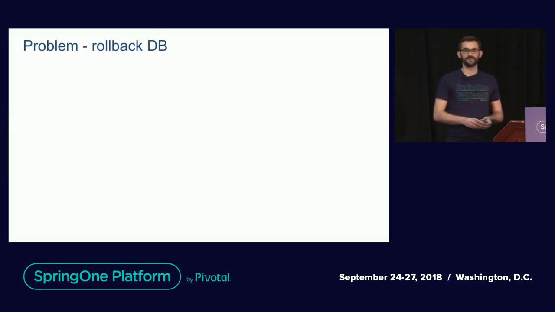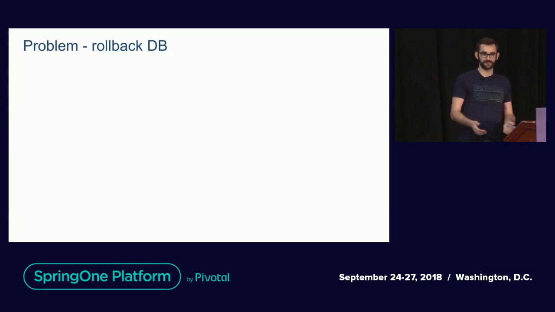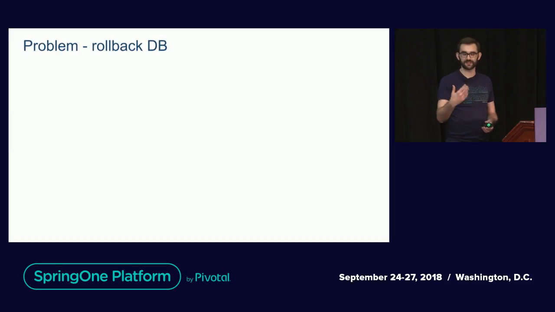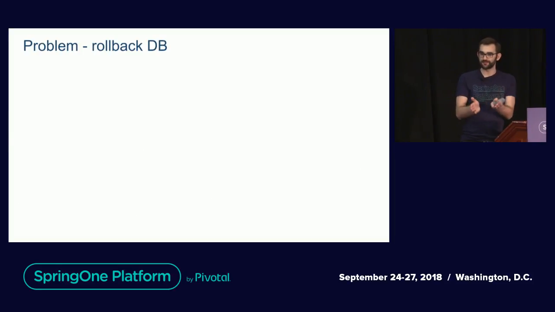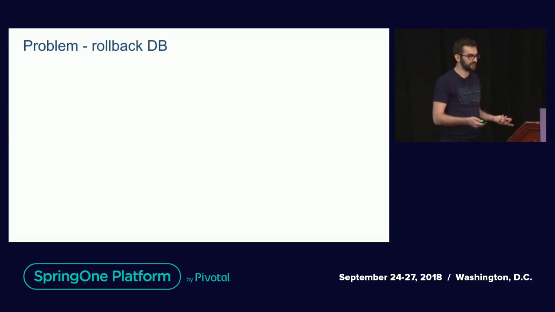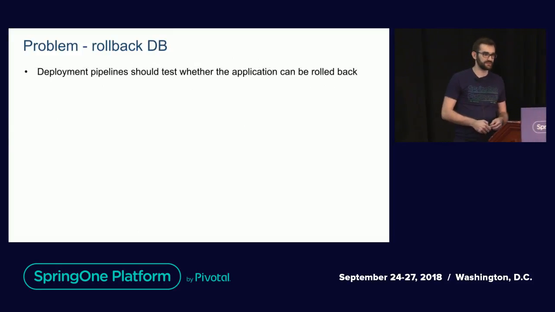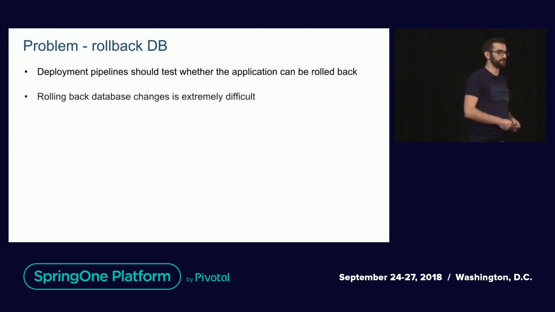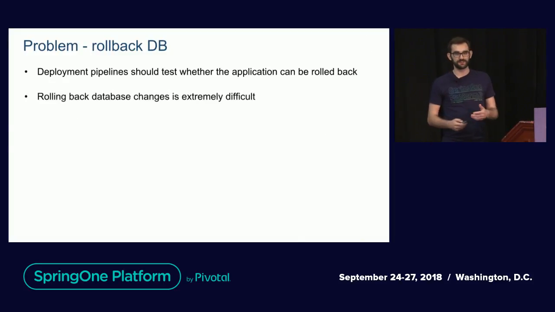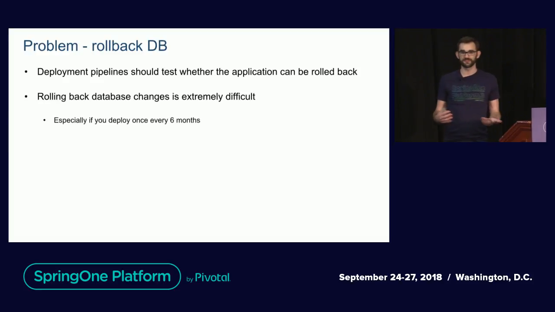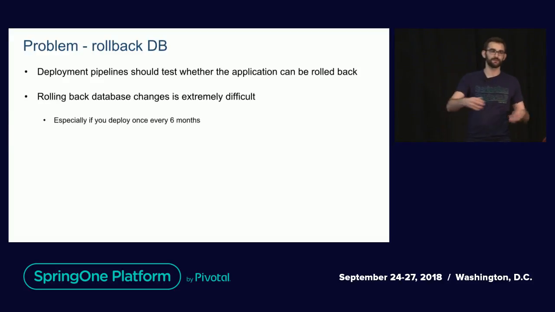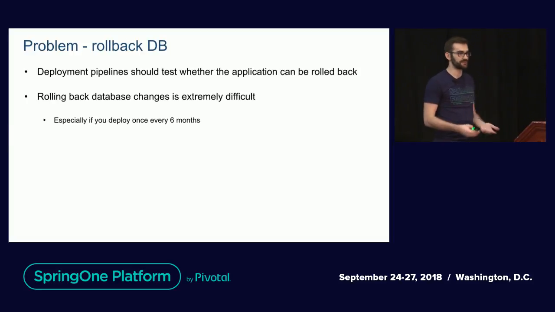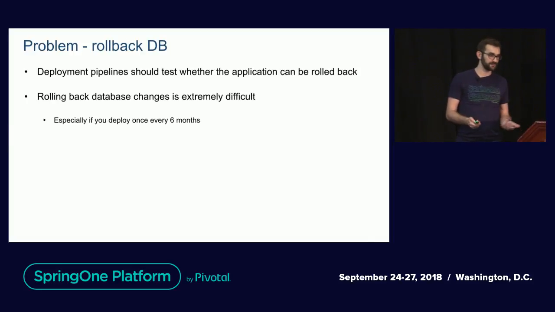Right. What about database changes, right? You can have a platform that allows you to do zero downtime deployment, but if your changes are backward incompatible, you cannot have two apps running at the same time. So rolling back a database can be problematic. And deployment pipelines should test if you can actually do a rollback, right? Rolling back database changes is extremely difficult, especially if you deploy every 6 months. Of course, you deploy every day or a couple of times per day, but there are companies out there that deploy every year or every 6 months.